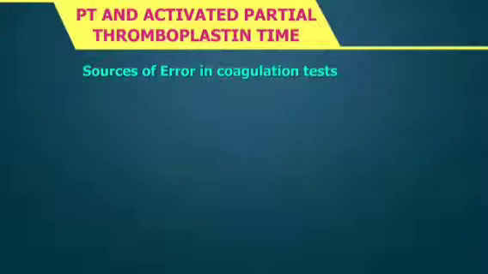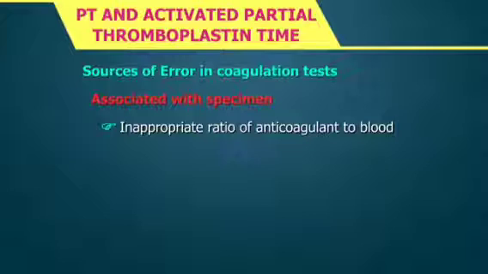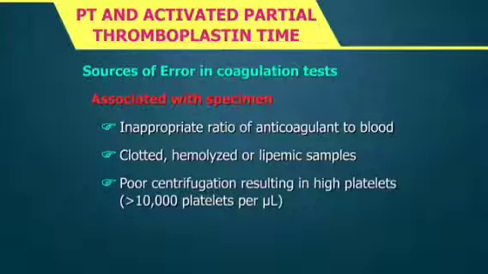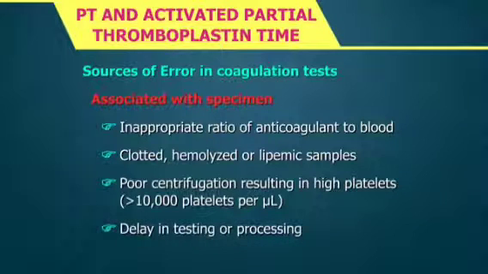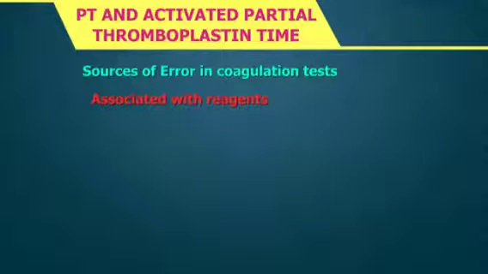Sources of error in coagulation tests. 1. Associated with specimen: inappropriate ratio of anticoagulant to blood; clotted, hemolyzed or lipemic samples; poor centrifugation resulting in high platelets, greater than 10,000 platelets per microliter; delay in testing or processing; inappropriate storage.